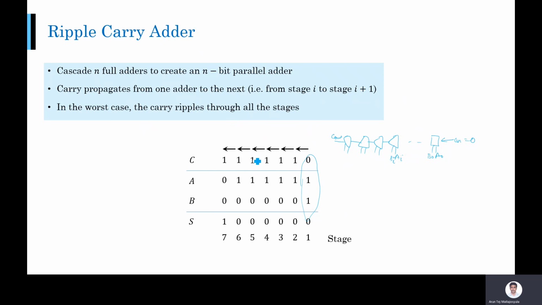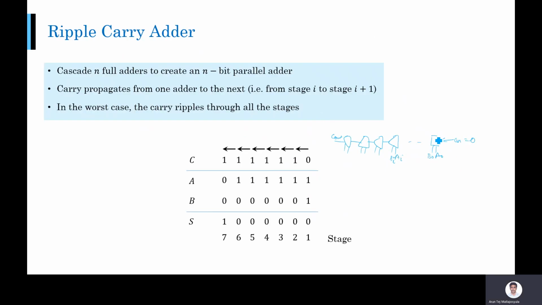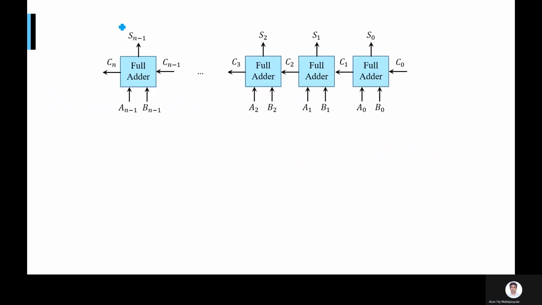In the worst case, as we have seen in the example here, your carry will propagate through all the stages. So this is my realization. Each full adder is taking in these inputs and giving out some outputs. So these are easy to understand. This circuit is very easy to understand.